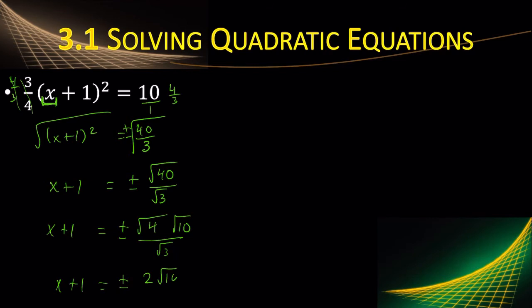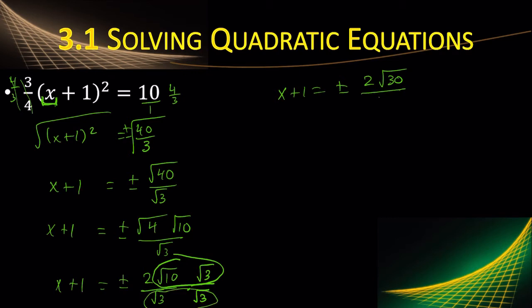So it'd be 2 square root of 10. But I can't have a square root in the bottom, so I'm going to have to multiply the top and bottom by that square root of 3. So over here now I'll have 2. I can multiply those square roots together. 3 times 10 is 30. And square root of 3 times square root of 3 is just 3. And then subtract 1, finally, to find out that x is negative 1 plus and minus 2 square root of 30 over 3.